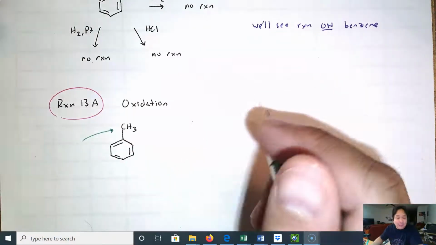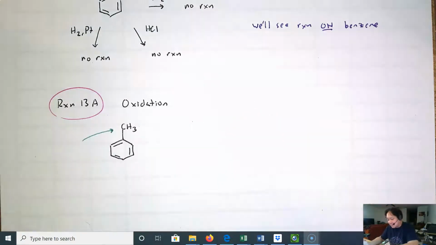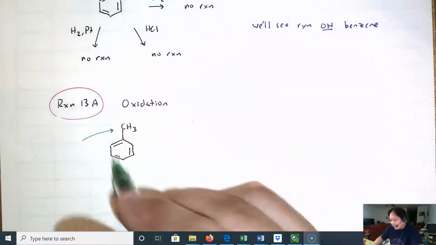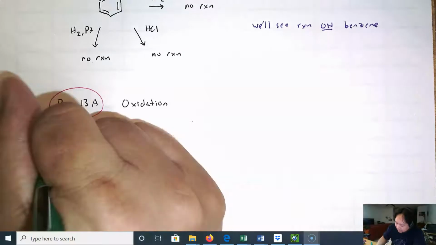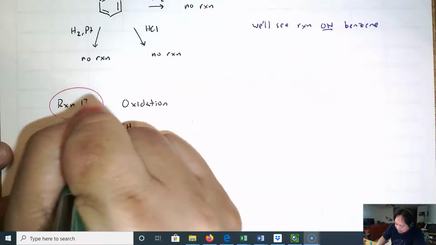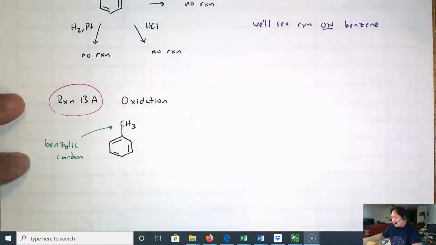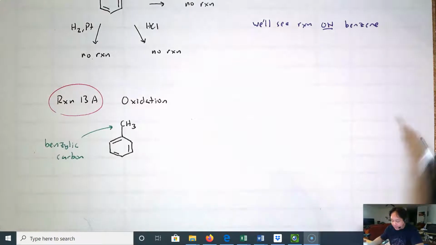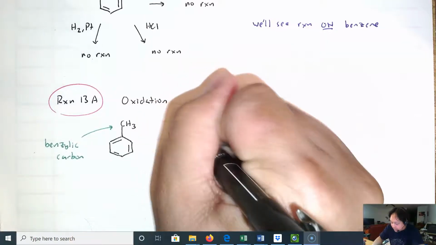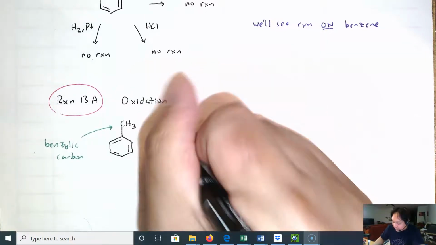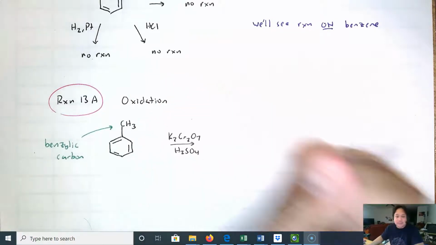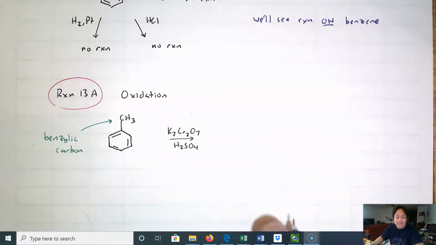You've heard of allylic carbon? Well, technically this could be thought of as allylic as well, right? It's off of the double bond. But because we have a benzene ring, we'll give it a special name. This carbon is called a benzylic carbon. And that carbon is reactive. And the reagent we're going to use is Jones reagent. We're going to do a Jones oxidation, K2Cr2O7. So one combination of reagents to make the Jones oxidation work is potassium dichromate with sulfuric acid.